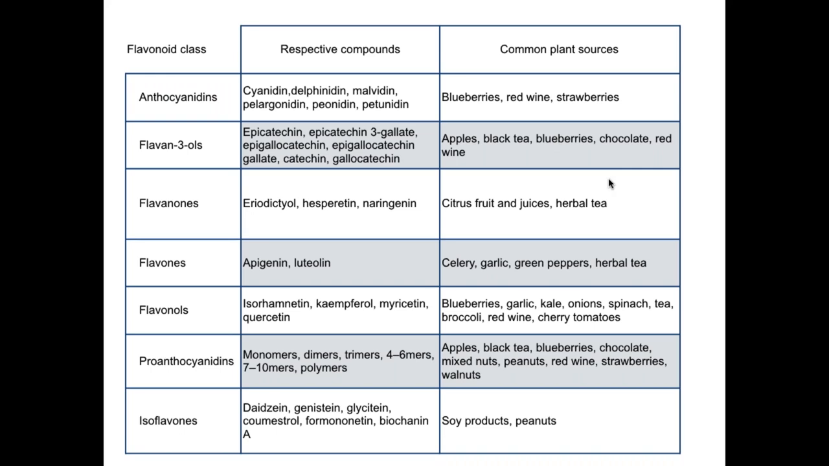You'll see some of these categories, things will appear in multiple categories. For example, blueberries will have the anthocyanidins that give it the blue color. They'll have flavan-3-ols as well, and then some flavanols and some proanthocyanidins. So you'll see multiple categories. And blueberries, for example, will have some stilbenoids in there as well. So lots of great things found in blueberries.